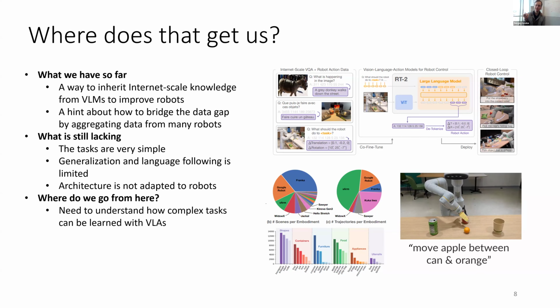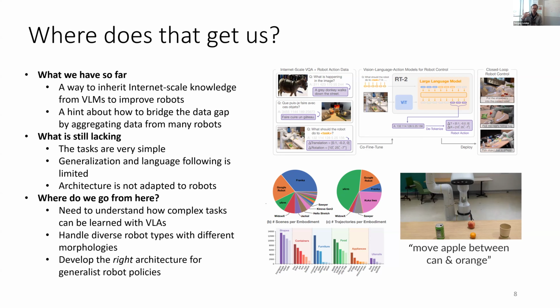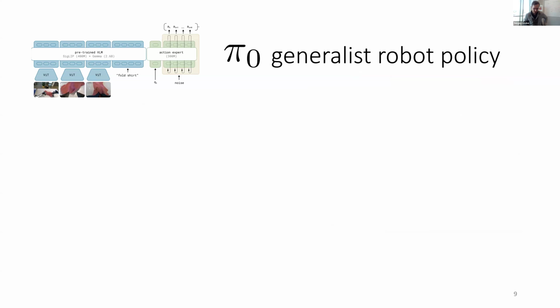Well, we need to understand how complex tasks can be learned with VLAs. We need to handle diverse robot types with different morphologies, not just single arm manipulators. And we need to develop the right architecture for generalist robot policies. So what I'll tell you about in today's talk is a sequence of innovations.